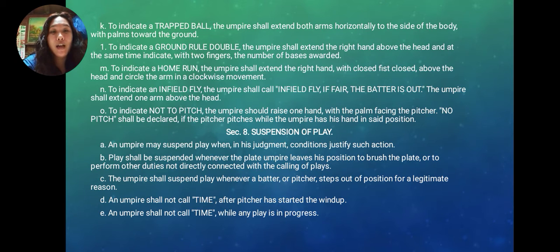For letter C, the umpire shall suspend play whenever a batter or pitcher steps out of position for a legitimate reason. For letter D, an umpire shall not call time after the pitcher has started the windup. For letter E, an umpire shall not call time while any play is in progress.